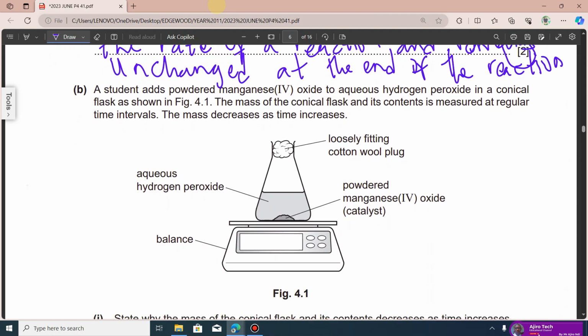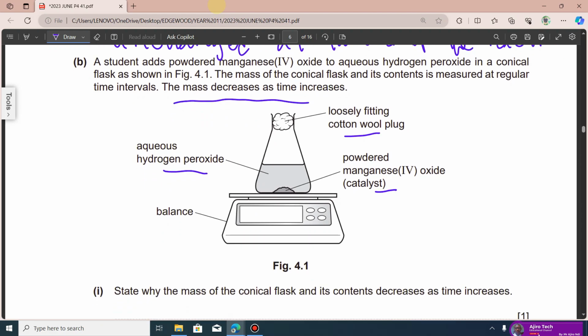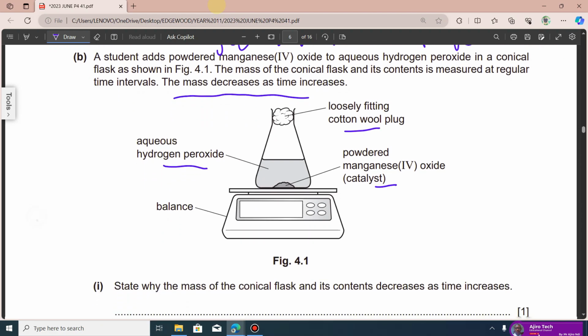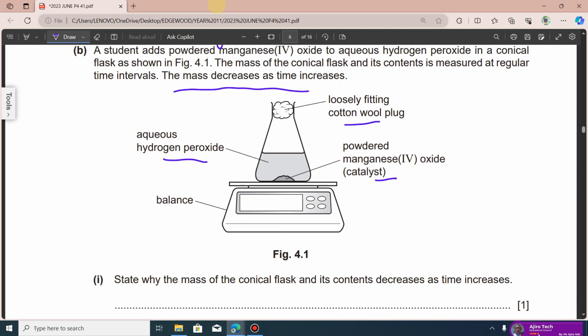All right, so the next question says the student adds powdered manganese(IV) oxide, and this is the diagram to show what happened. So the mass decreases as time increases. So aqueous hydrogen peroxide, and then this is the catalyst that was added. Then there's a loosely fitting cotton wool plug, okay, and then there is the balance to measure the mass. So state why the mass of the conical flask and its content decreases as time increases.